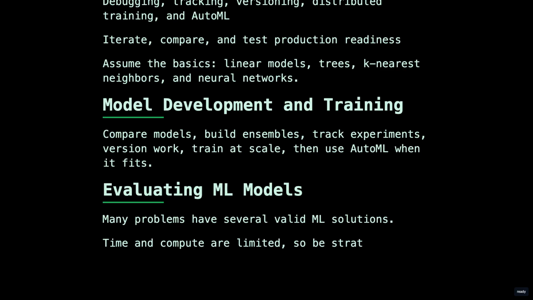If resources were unlimited, you could test everything and simply keep the best result. In practice, training runs cost time and money, so model selection has to focus effort where it is most likely to pay off.